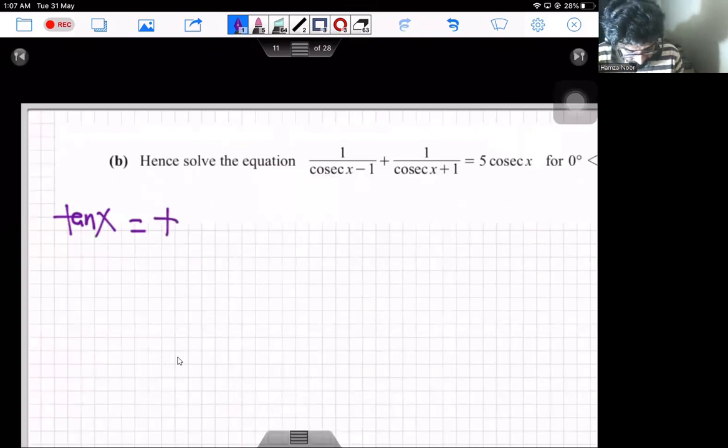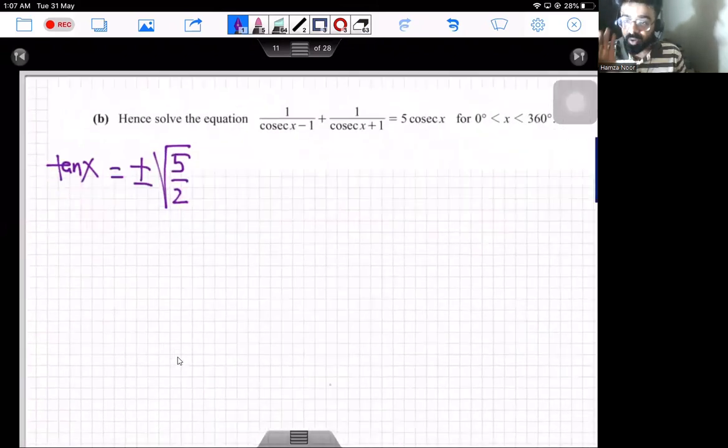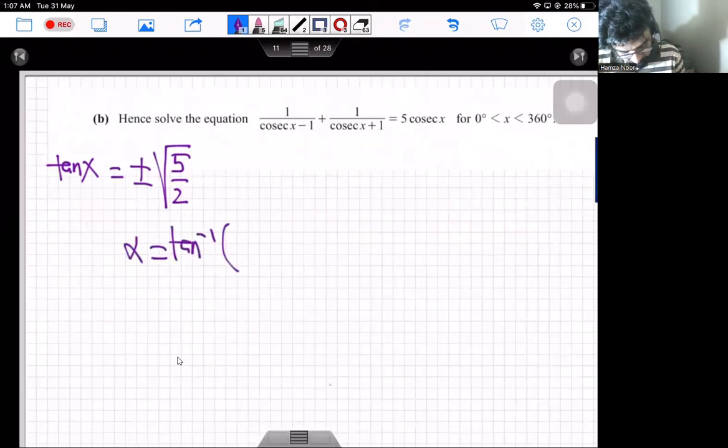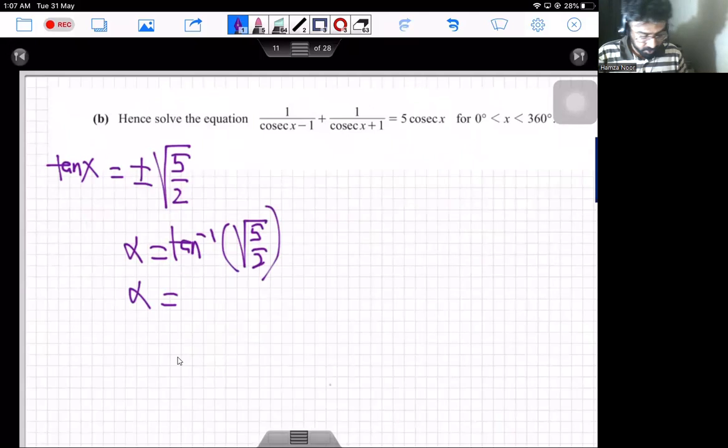In order to find the basic angle alpha, we always ignore the negative sign. So alpha is equal to tan inverse of under root of 5 over 2. Since the basic angle alpha is an acute angle, whenever you are finding the basic angle, you will always ignore the negative sign. So tan inverse of under root of 2.5 is 57.69. The basic angle alpha is 57.69 degrees.